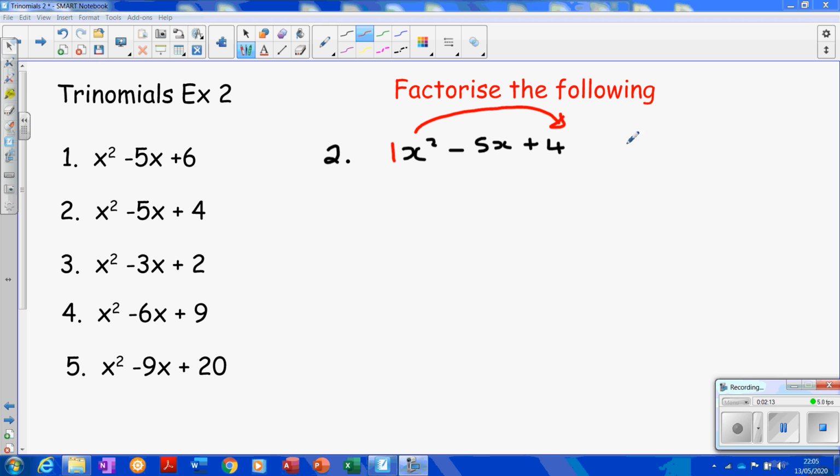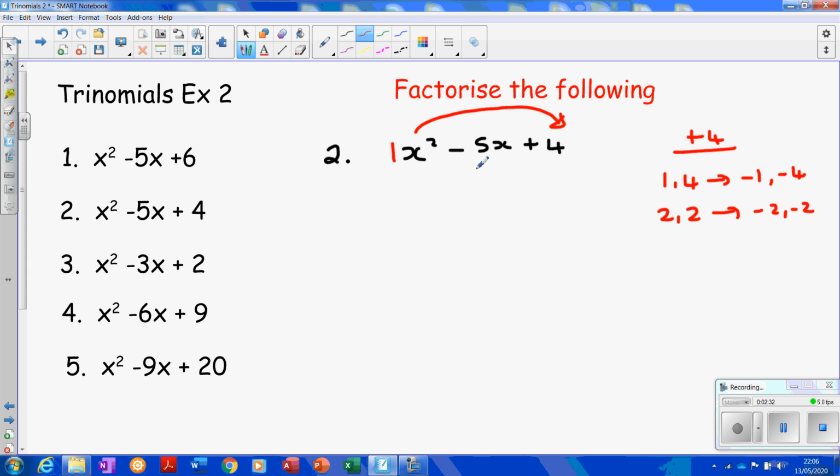Question 2, 1 times 4 gives me plus 4. Factors of 4 are 1 and 4, 2 and 2. I know it's positive, so both factors have got to have the same sign. So plus 1, plus 4, minus 1, minus 4, 2 and 2, minus 2 and minus 2. I'm looking for minus 5. 1 and 4 gives me plus 5. Minus 1 plus minus 4 gives me minus 5. So that's the pair of factors.